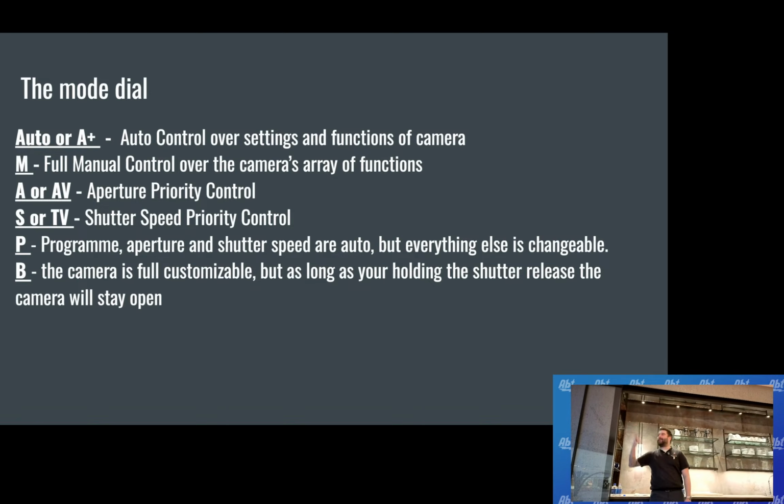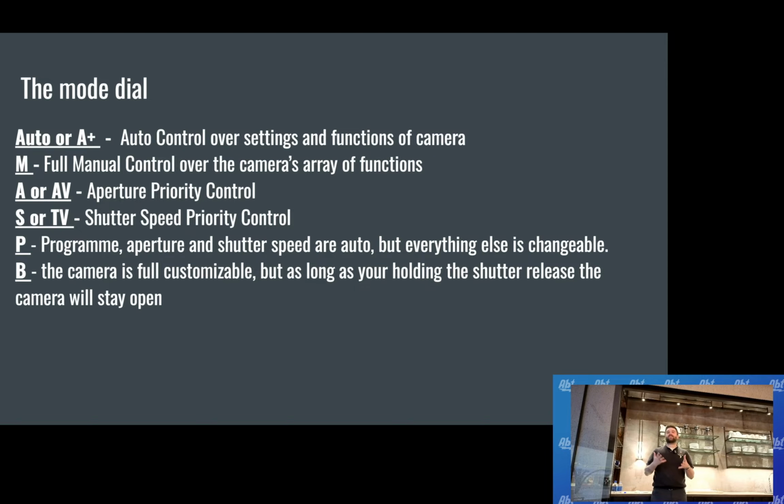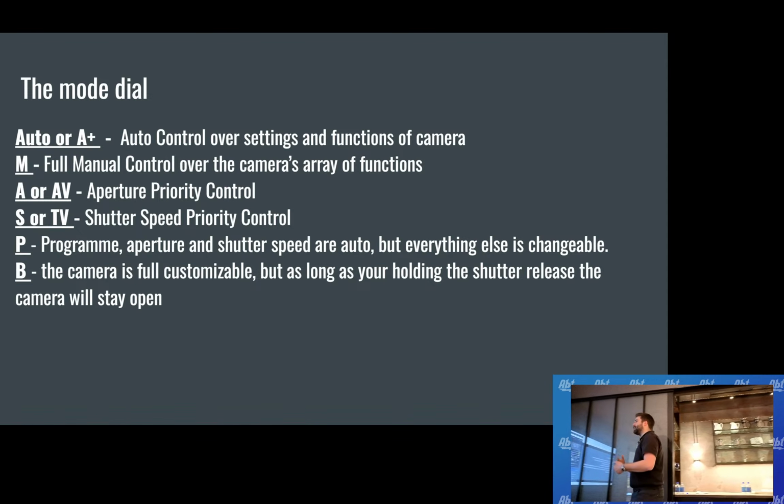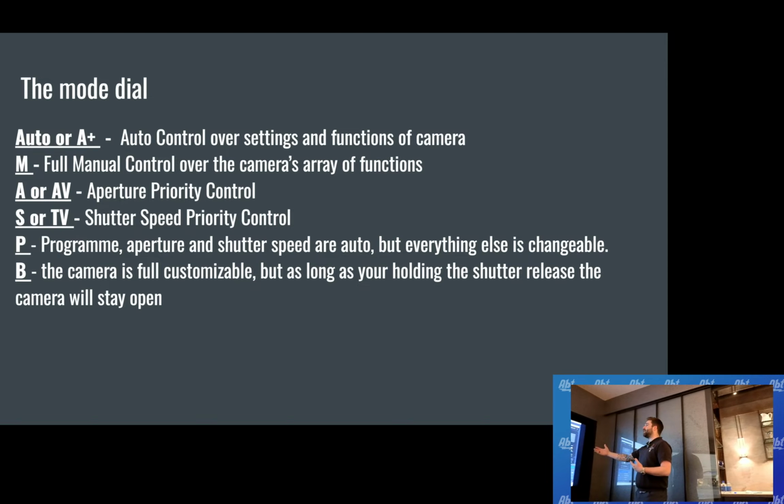And then B, that's the bulb setting. You won't see this as much anymore, but it still is available. Long exposure on your camera. If you want to do a longer exposure for more detail or for movement or for lights, B used to be a setting on your mode dial you could go to. Camera was fully customizable. But as long as you're holding down the shutter release, the camera will stay open.